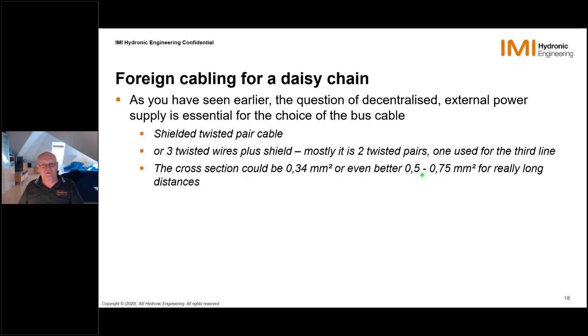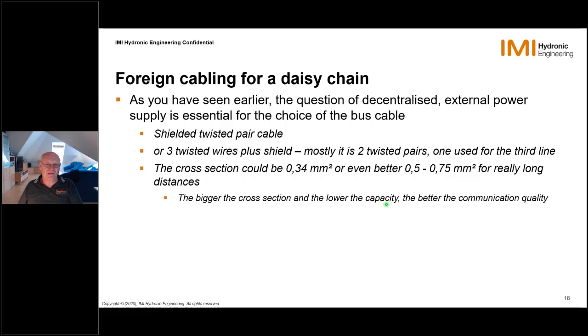Even better, 0.5, or for really long distances, 0.75 square millimeters, when it's going to the end of this 1,200 meters. The bigger the cross section is and the lower the capacity of the cable, the better the communication quality. In the documentation of these cables, the capacity and the resistance per 1 kilometer and so on is also defined. And yeah, these twisted pairs, for instance, are reducing the capacity problems on a cable.